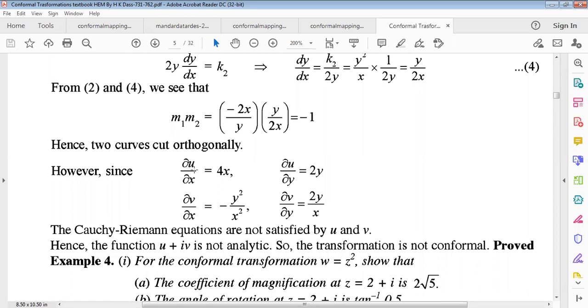Since the first derivative, partial differentiation of u with respect to x, equals 4x, and partial differentiation of u with respect to y will be twice y. Again, partial differentiation of v with respect to x is this, and partial differentiation of v with respect to y will be this. Now the Cauchy-Riemann equations are not satisfied by u and v. This is why the given function u plus iv is not analytic. If the Cauchy-Riemann equations are not satisfied, then it will not be analytic. So the transformation is not conformal.